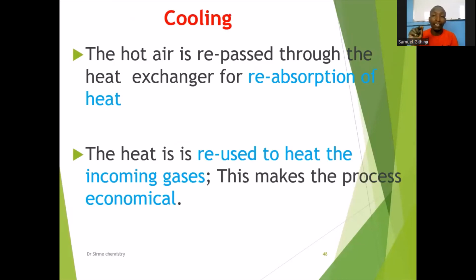Remember, this is an industrial process. An industrial process needs to minimize the cost of production. And cost of production, for instance, includes the amount of money used to pay for the electricity that is going to heat these gases.